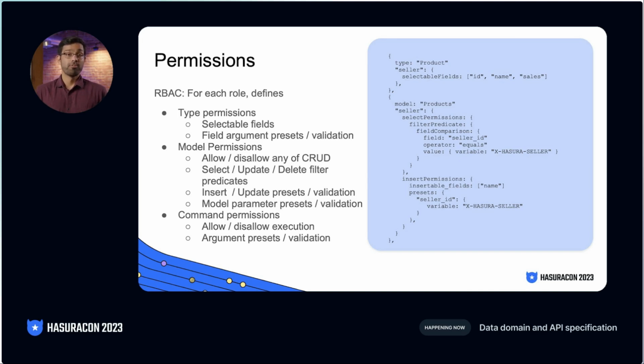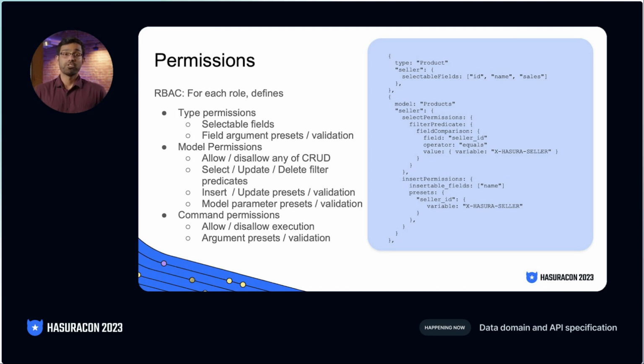For models that are filterable, you can specify which elements or rows in the model can be selected, updated, or deleted by a given role. Or if you want, you can disable these operations altogether. In our example, the seller role can only select those products whose seller ID equals a given session variable.